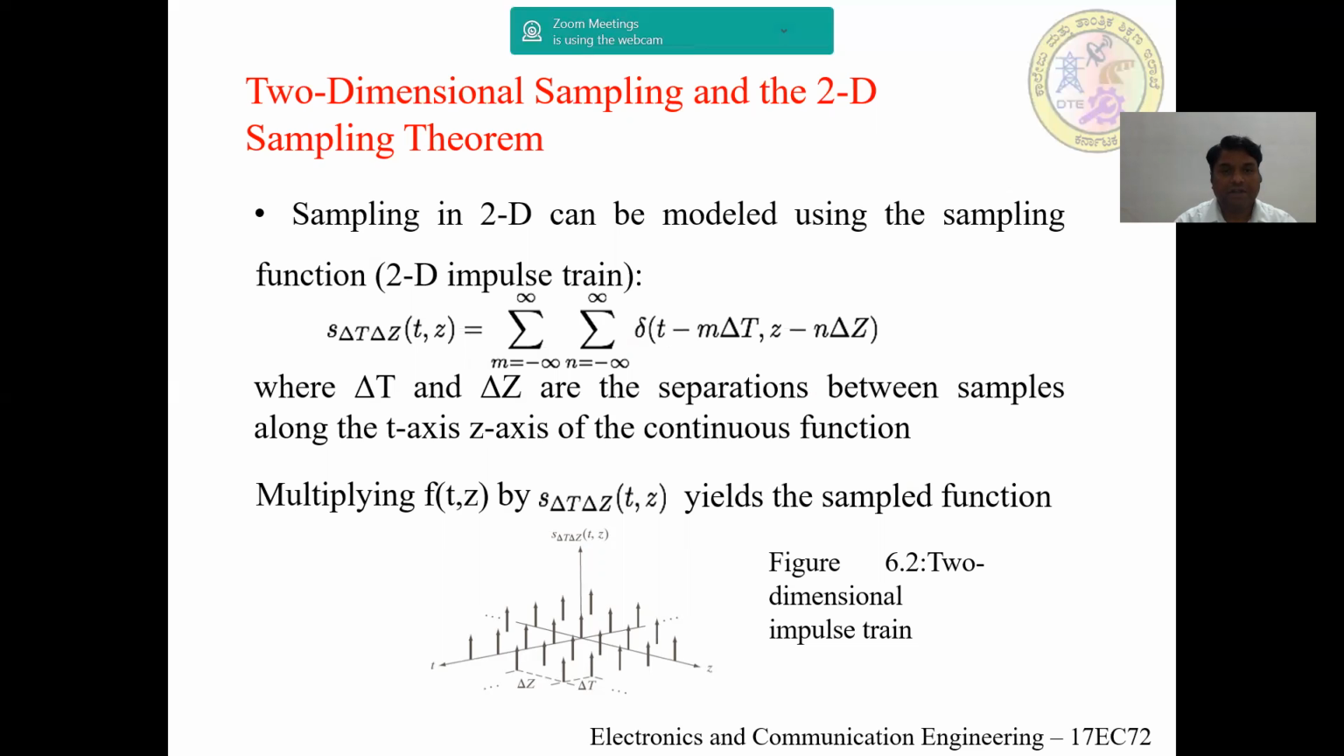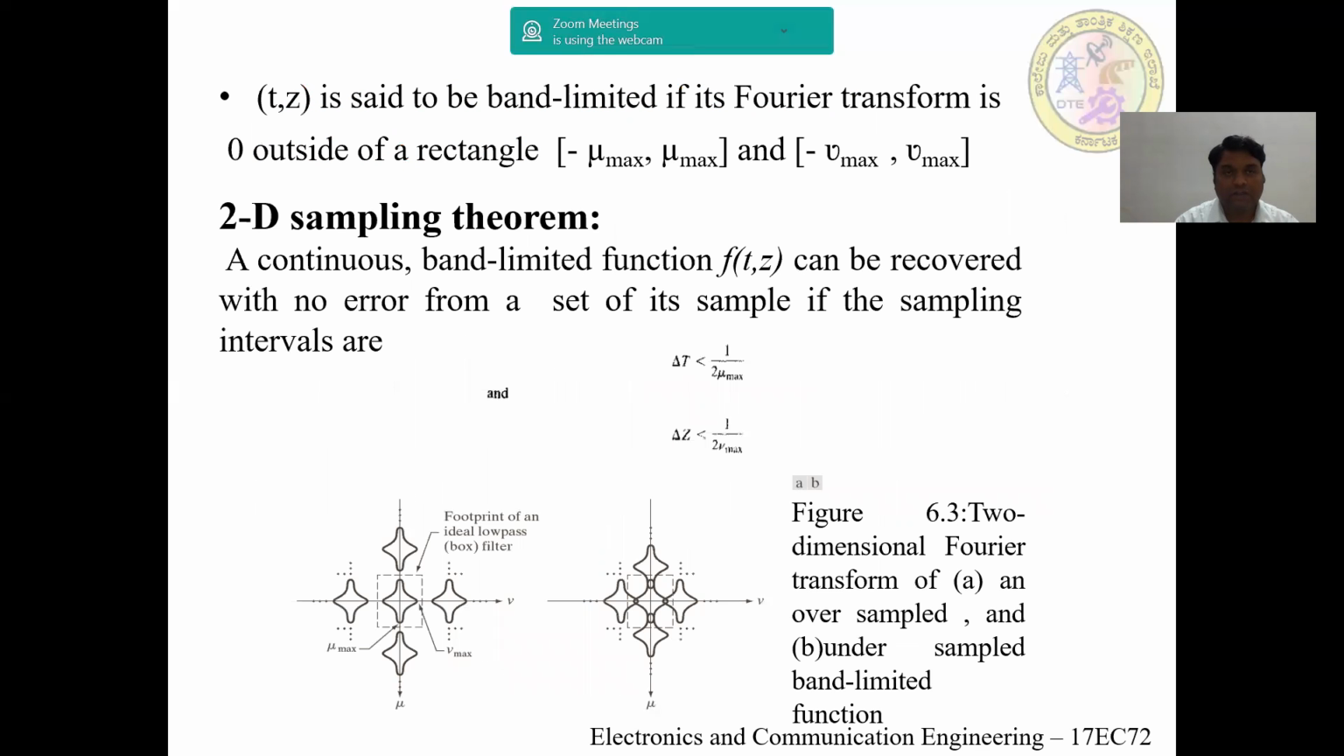Multiplying f(t, z) by the impulse train yields the sampled function. From the figure, you can see the two-dimensional impulse train. The function f(t, z) is said to be band limited if its Fourier transform is 0 outside of the rectangle -μmax to +μmax and -vmax to +vmax.